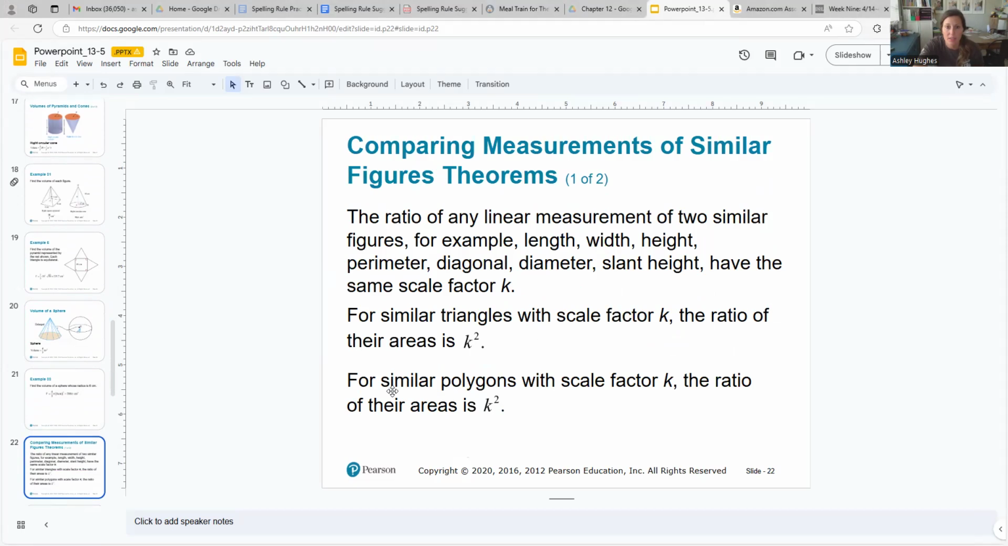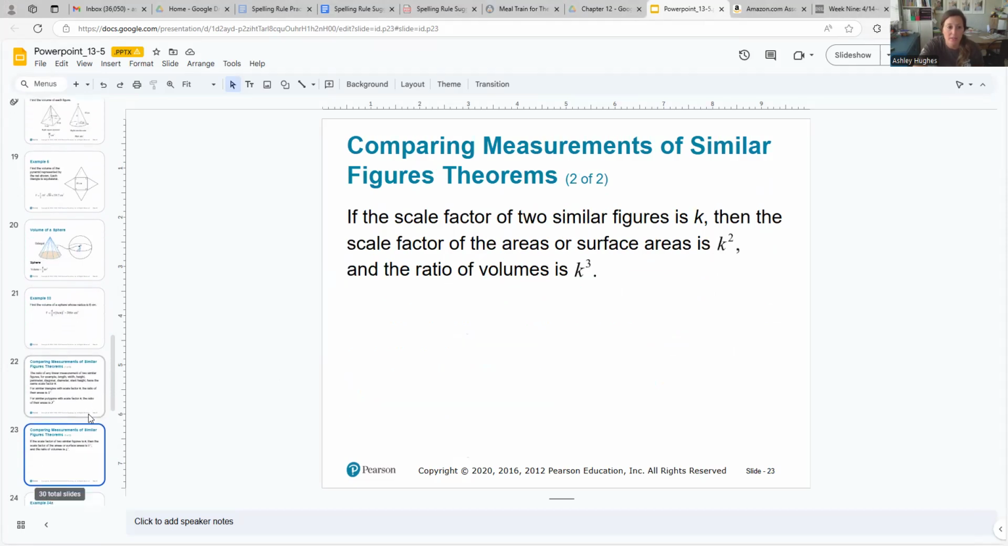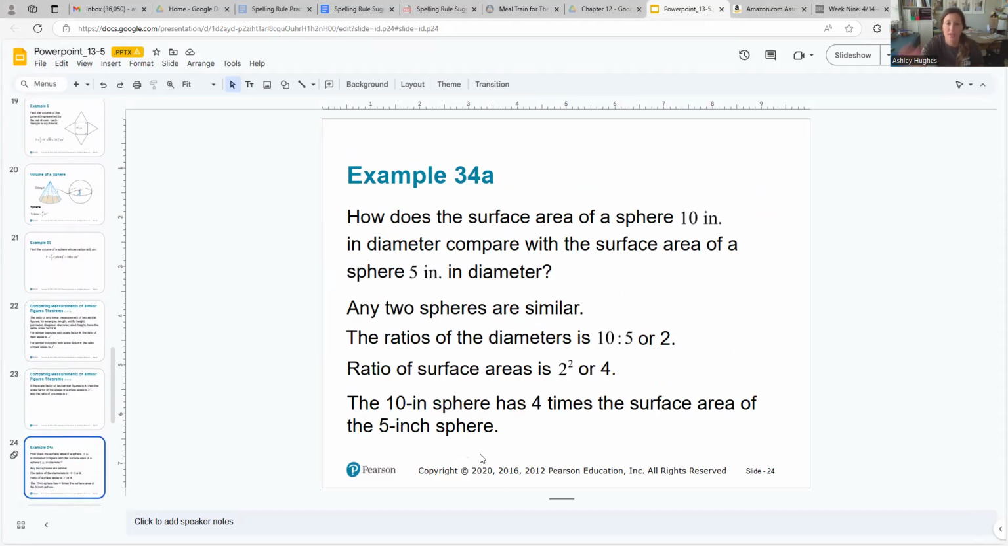All right, let's talk about that. What is the surface area of a sphere 10 inches in diameter compared to the surface area of a sphere 5 inches in diameter? Any two spheres are similar. The ratio of the diameters is 10 to 5, or 2. The ratio of the surface areas is 2 squared, or 4. The 10-inch sphere has 4 times the surface area of the 5-inch sphere.